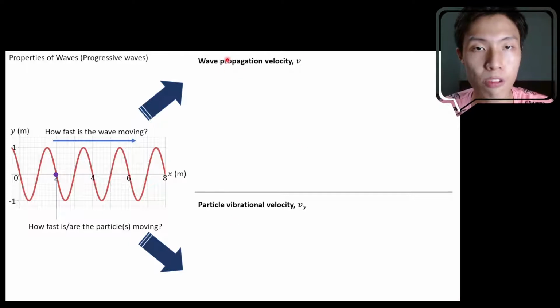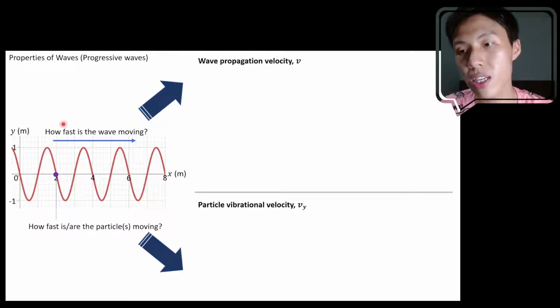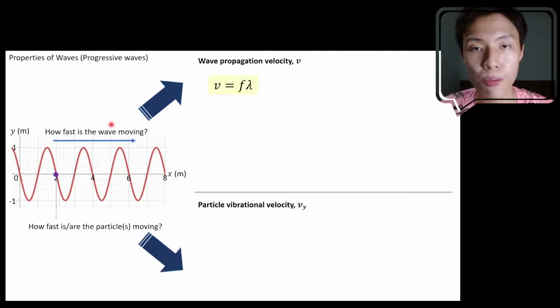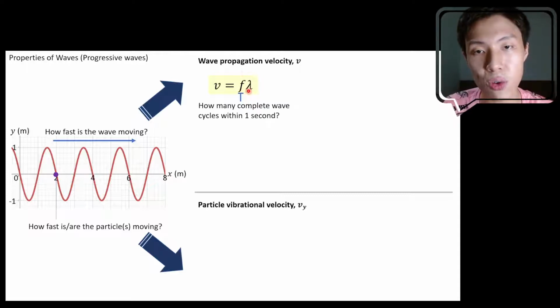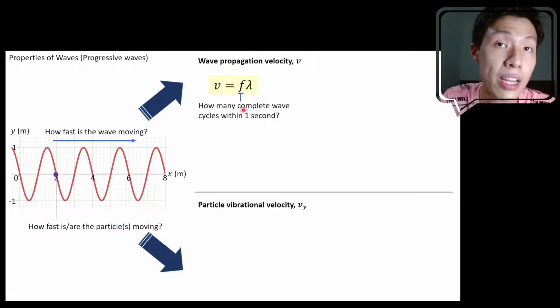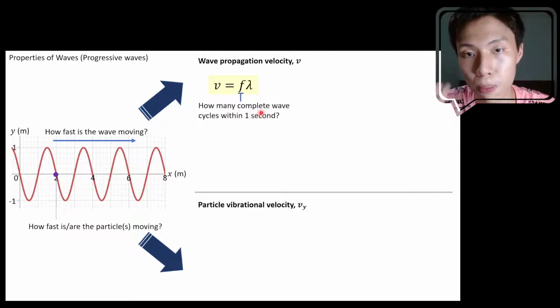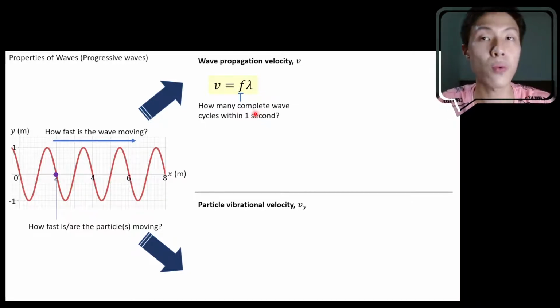Let's focus on wave propagation velocity. We know that it describes how fast the wave is moving. And we know from SPM that the equation is v = fλ. This one you might have learned in secondary school. So let's try to understand properly what v = fλ means. F here is frequency. Frequency means how many complete wave cycles you can complete within 1 second. If it's 5 Hertz, that means you finish 5 complete wave cycles.